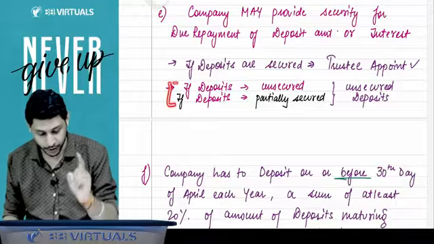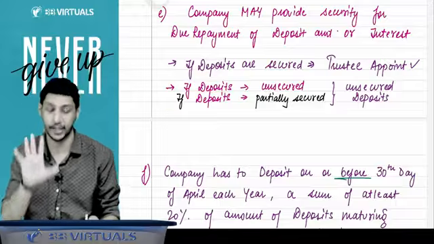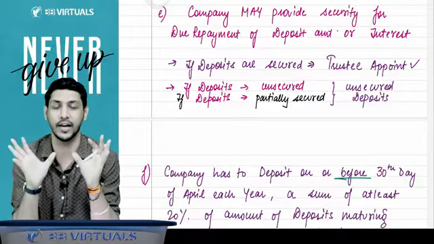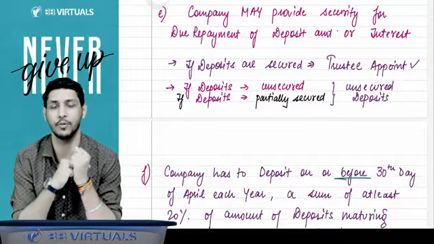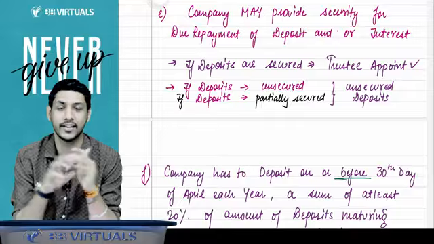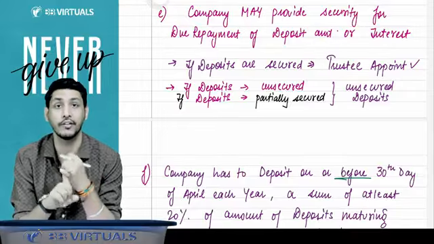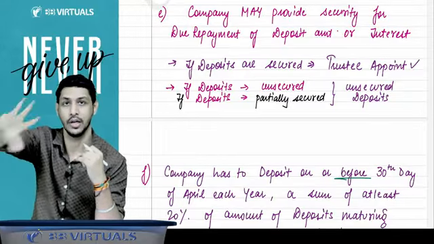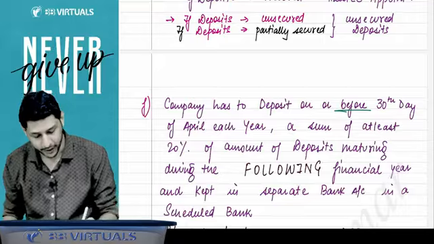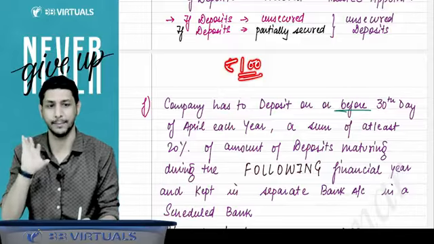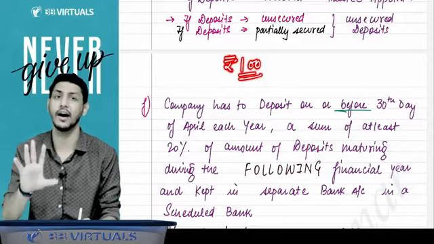Now understand one more point: if deposits are secured, then they are secured deposits. But if deposits are partially secured, they will be considered unsecured deposits. Sir, what do you mean by partially secured? I want to say that the security should cover the entire principal amount and also the interest amount. For example, let's say the company has raised deposits of rupees 100. Take a small value example.